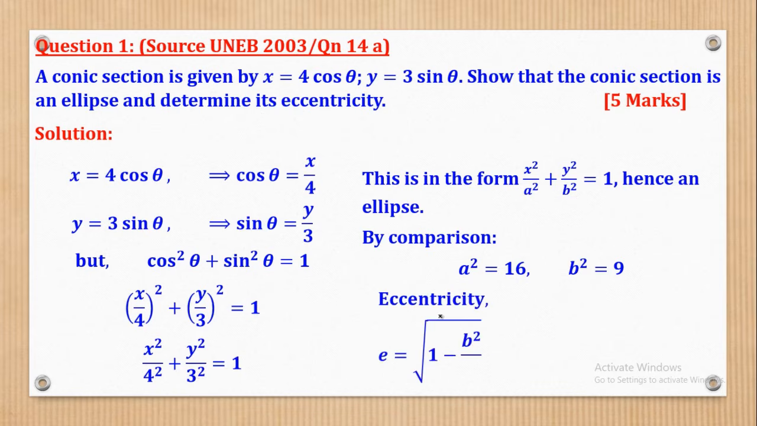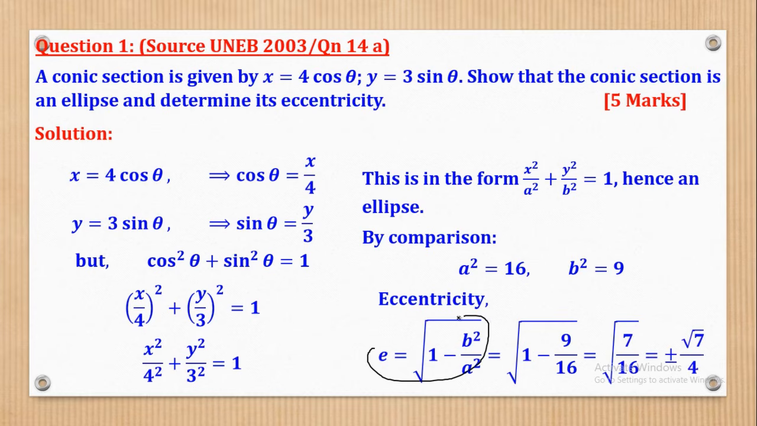Therefore, I'll come and say that eccentricity is given by this formula which you already saw. Then you substitute for b squared and for a squared. Then in the end you come up with this as the eccentricity.